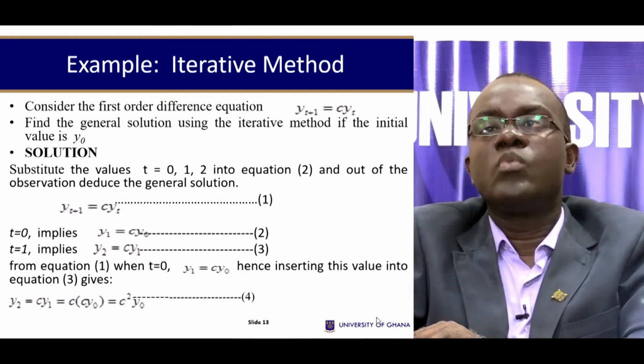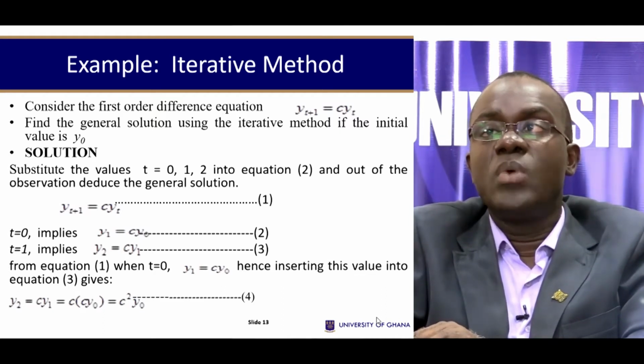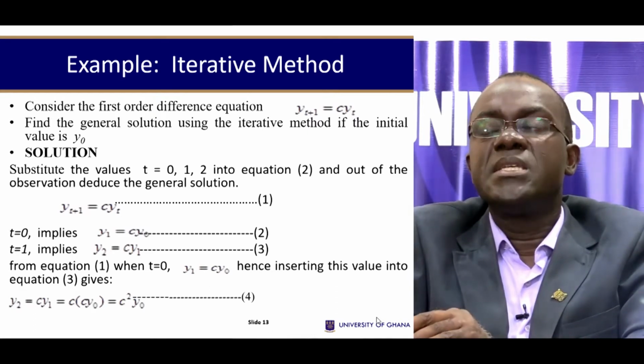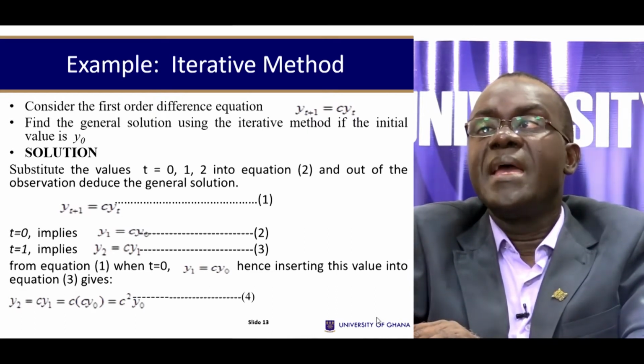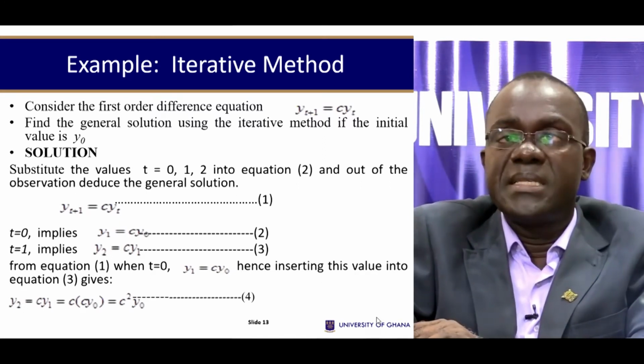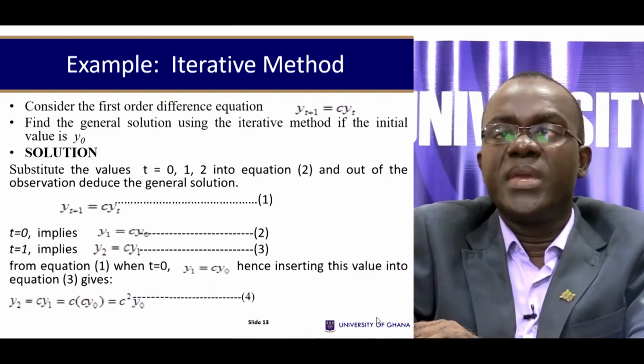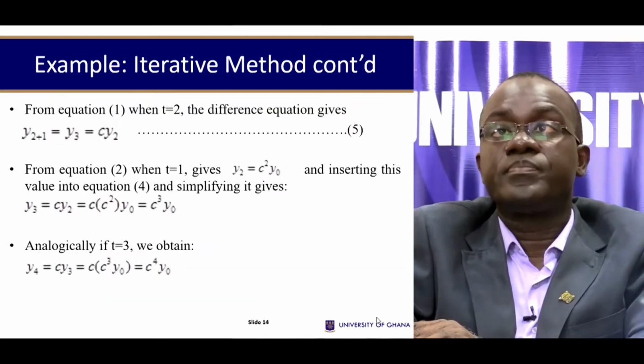Now, when t equals 1, we put 1 here, so we get y2 equal to c y1. But from equation 1, when t is equal to 0, y1 is equal to that. Hence, we can insert the value into equation 3. So y2 is equal to c y1, and this y1 we know is equal to c y0. So when we evaluate, we get c squared y0 here.